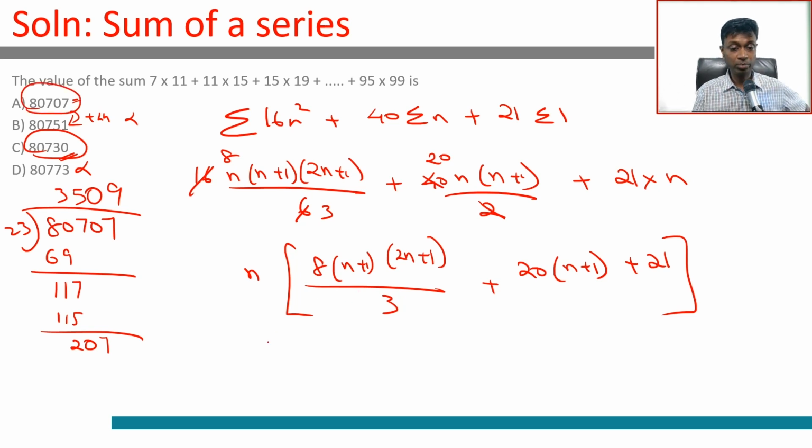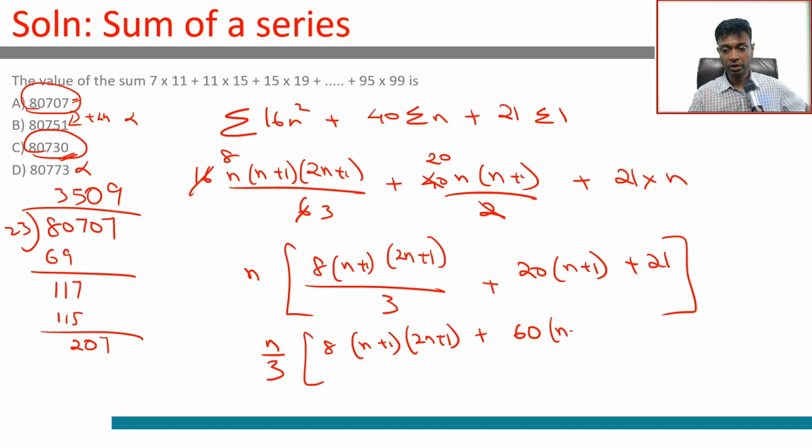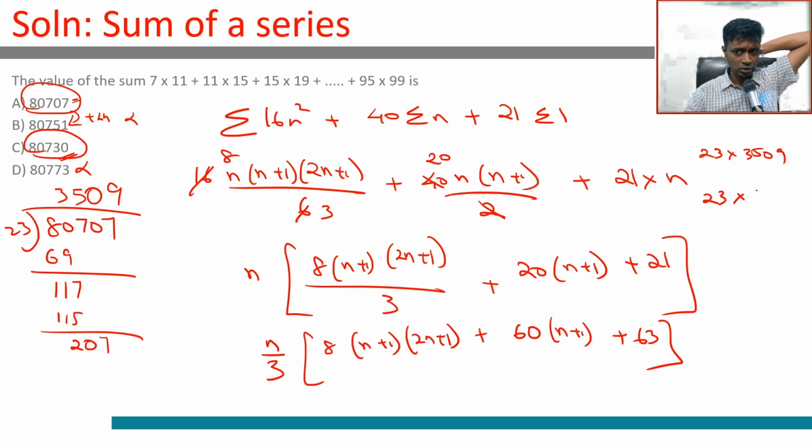So we might have to substitute and simplify and find. N by 3 we take out. We get 8 into n plus 1 into 2n plus 1 plus 60 times n plus 1 plus 63. You have to expand this and find out. I'm just thinking if there is a street smart way of doing this. We have an n by 3 outside. So we're either getting 23 into 3509 or 23 into 3510. This is the only two possibilities we have from the answer choices. I'm just seeing if there is a street smart way of doing this. I'm going to copy this expression and then continue from there.